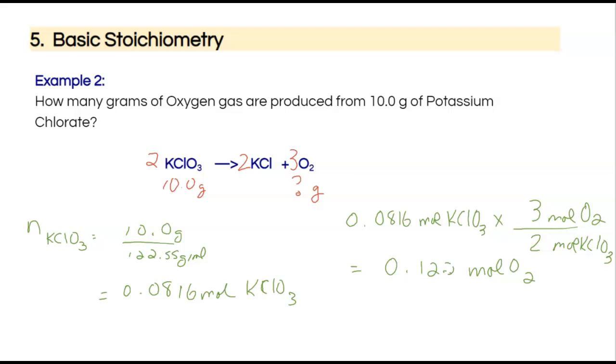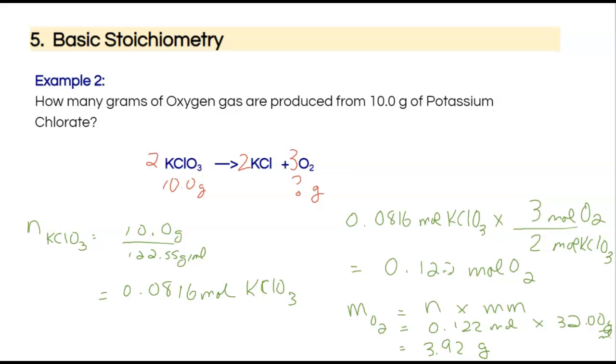And so I've got moles, but the question is asking me to figure out grams. My final step here is to say, well, my mass of O2 is going to be my number of moles times my molar mass. So I have 0.122 moles times the molar mass of O2, which happens to be 32.00 grams per mole, right? 16 times 2. And that's going to give me my answer to 3 significant digits, which is 3.92 grams. So hopefully you did okay with that.